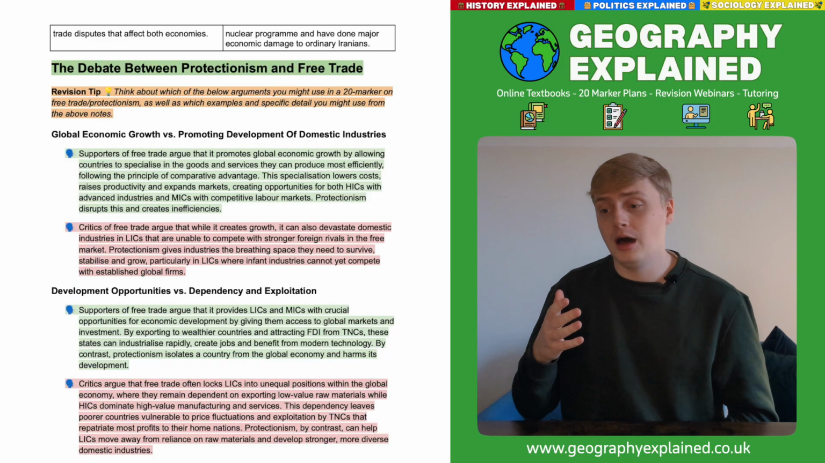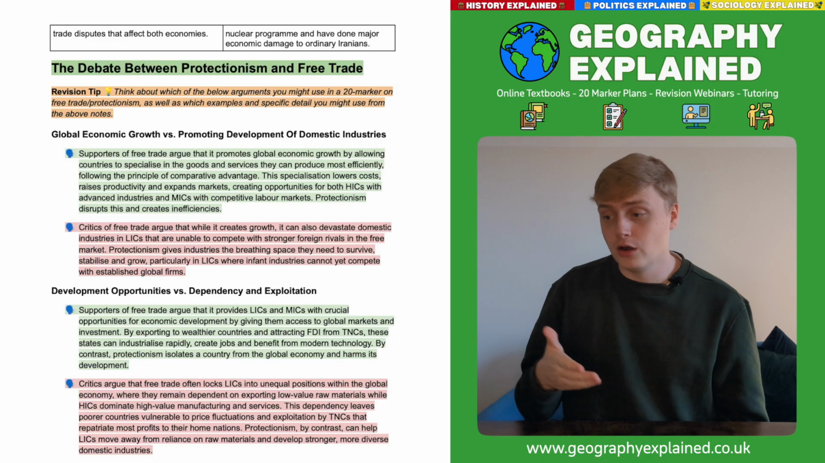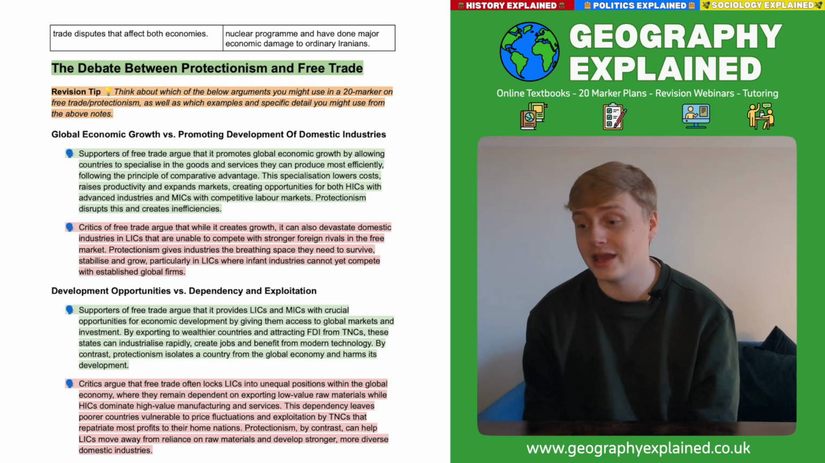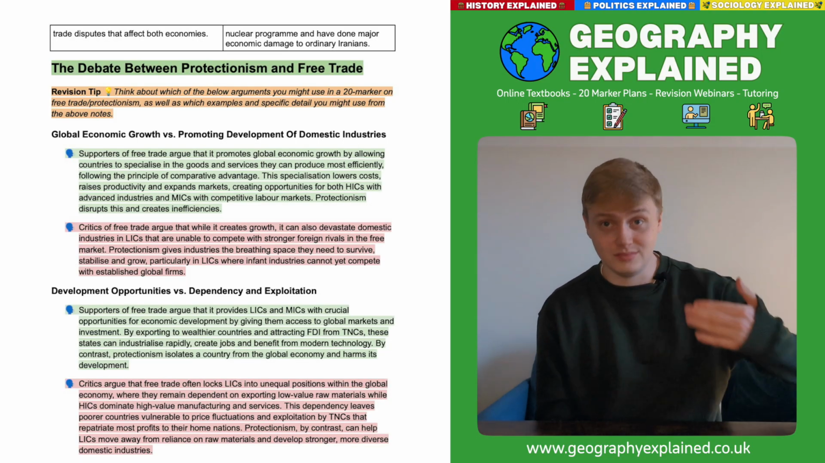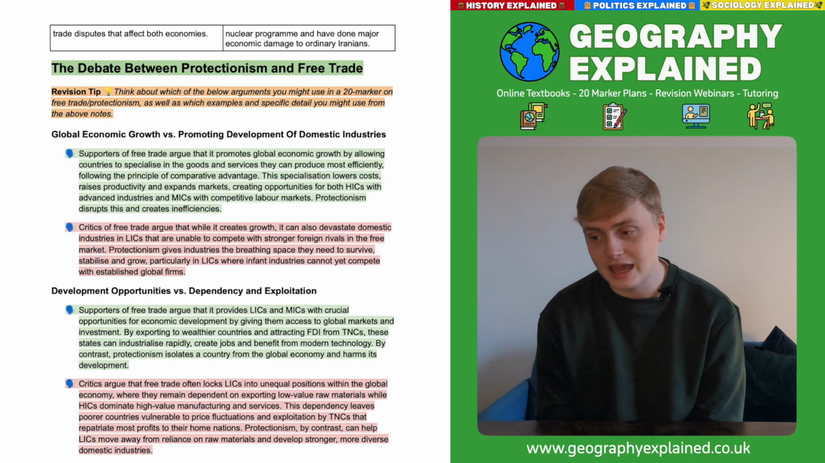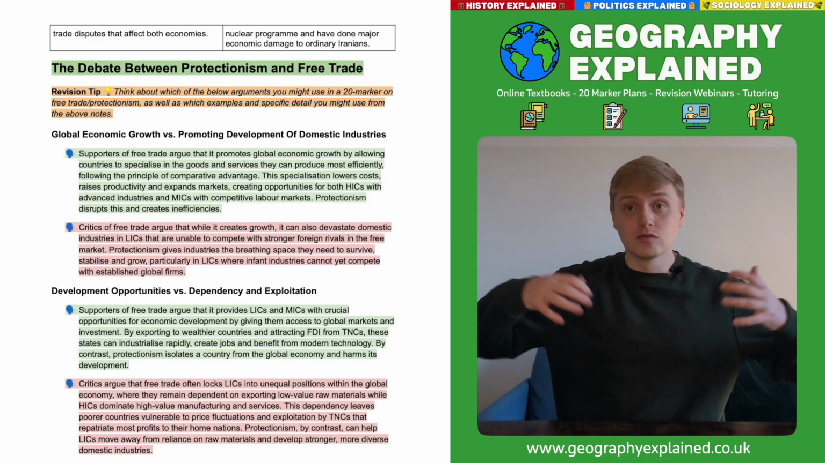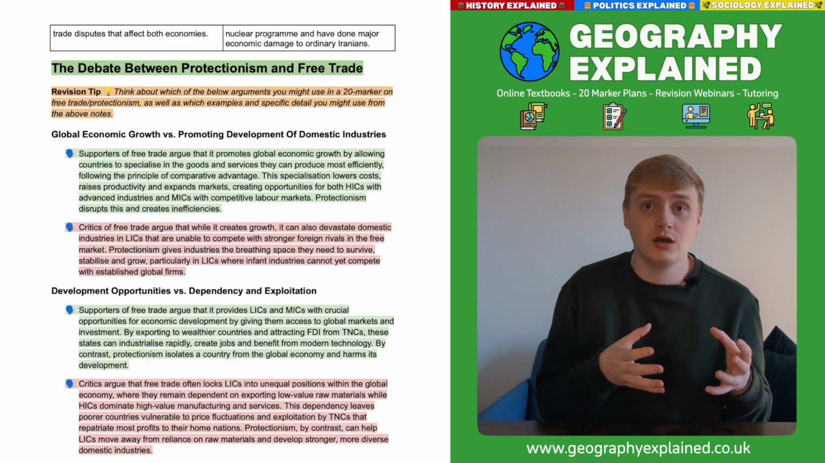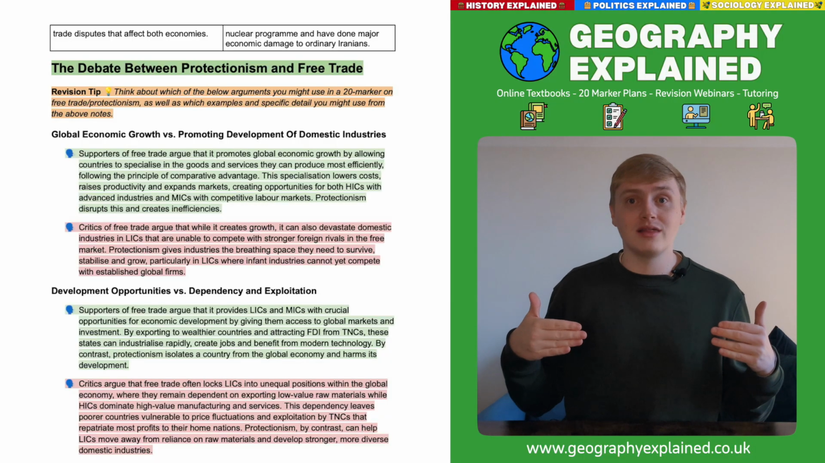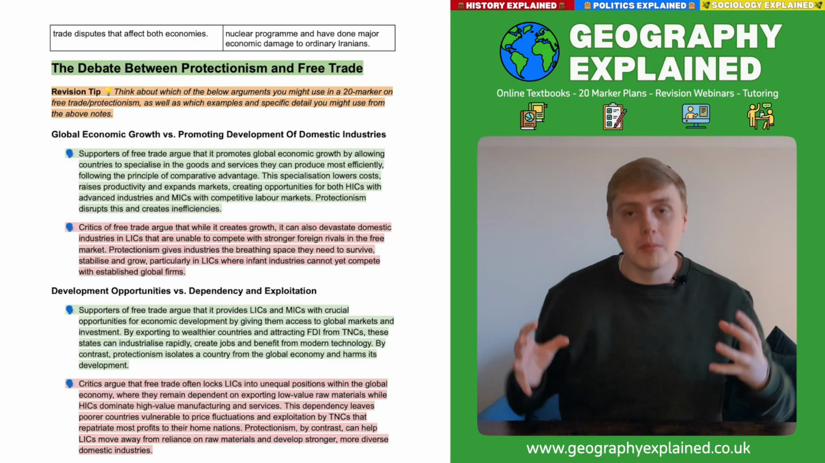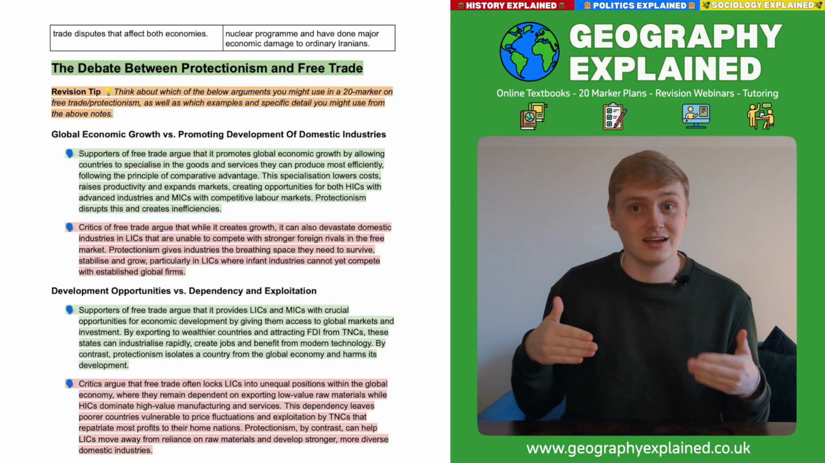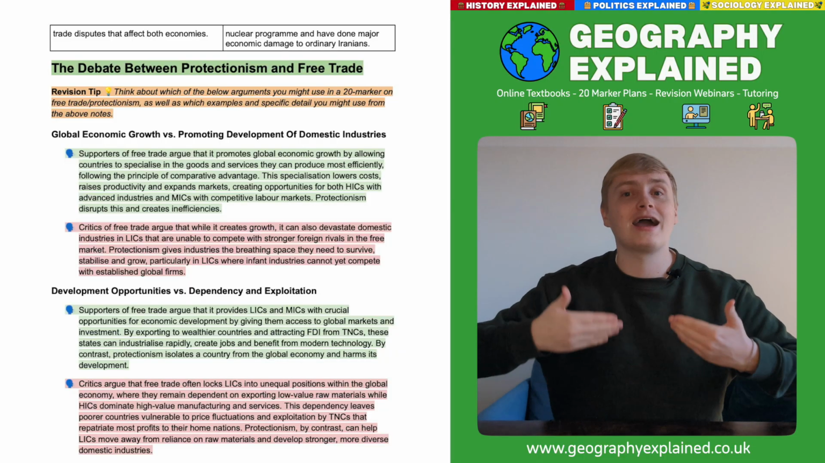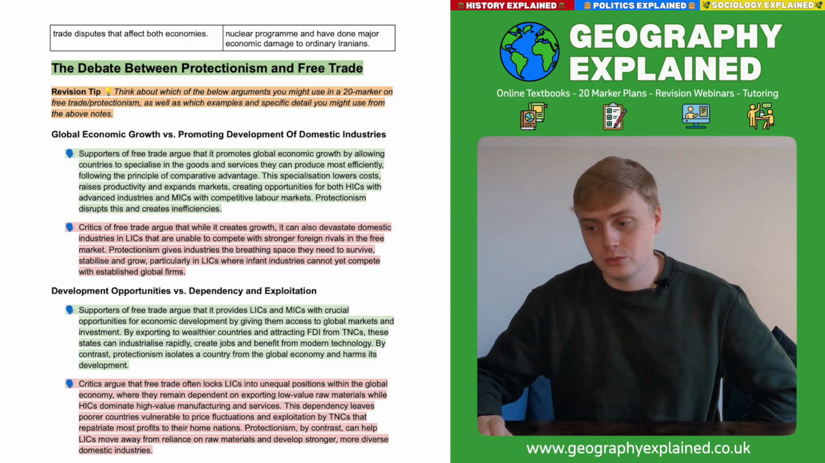But critics argue that while free trade may create growth, it can also devastate domestic industries in low-income countries that are unable to compete with stronger foreign rivals in the free market. Protectionism gives industries the breathing space they need to survive, like that example from South Korea, for example, to stabilise and grow. And actually free trade overall across the global economy just hurts low-income countries, because they've got to then try and compete with businesses from high-income countries who are a lot more established and a lot richer and a lot more powerful, and therefore they just fail, and the domestic industries are killed, for example, and that prevents them from growing economically and maintains global inequality as a result.